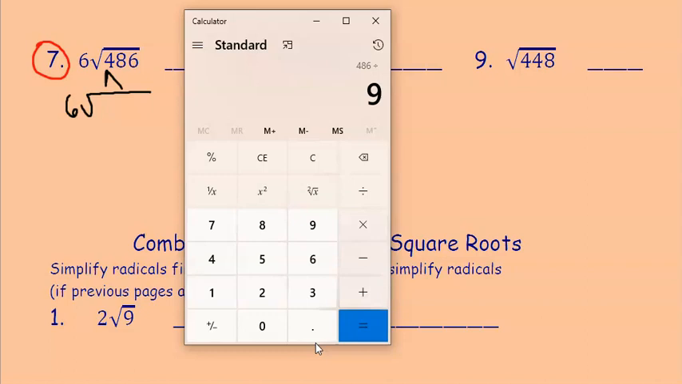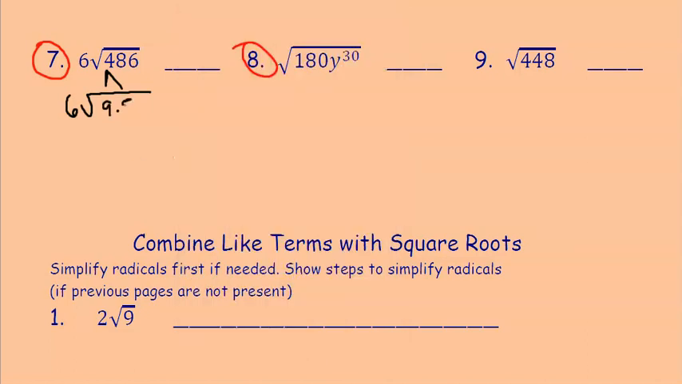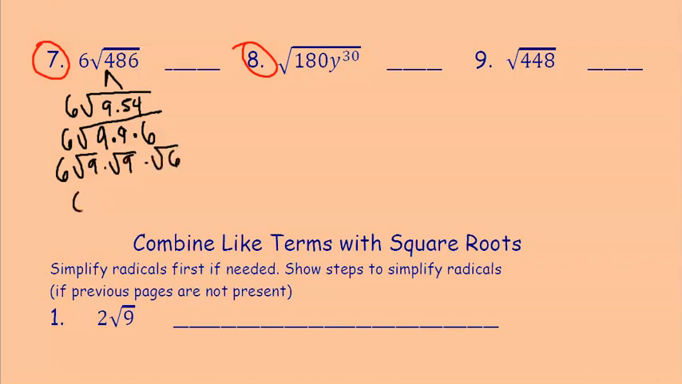486 divided by 9. That gives you 54. So 9 times 54. Okay, so we know that 54 is 9 times 6. So we could write this as 6 times the square root of 9 times the square root of 9 times the square root of 6. That's 6 times 3 times 3 times the square root of 6. Multiply that out to get 54 times the square root of 6.